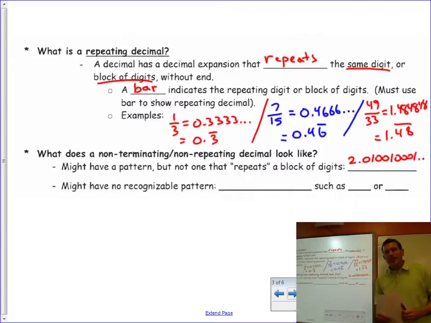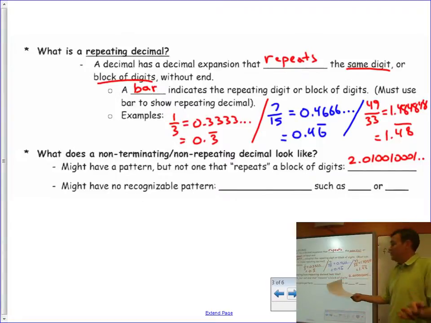So this decimal has a pattern. It's 2.010010001. We can predict what the rest of it will be. We will predict how it keeps going, but the problem is it does not have a repeating pattern that you could put a bar over and say, hey, this chunk repeats over and over again.